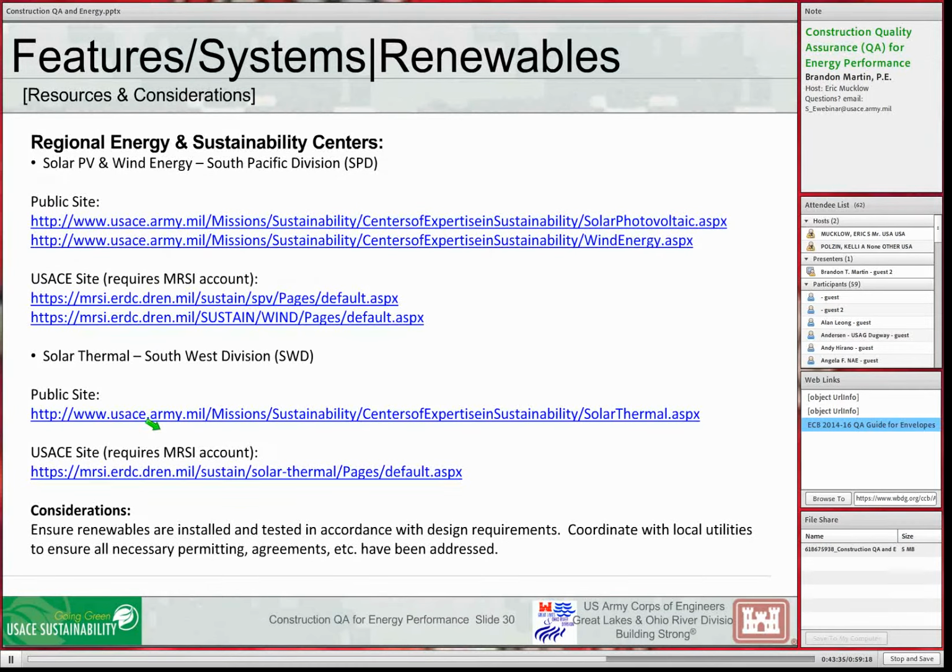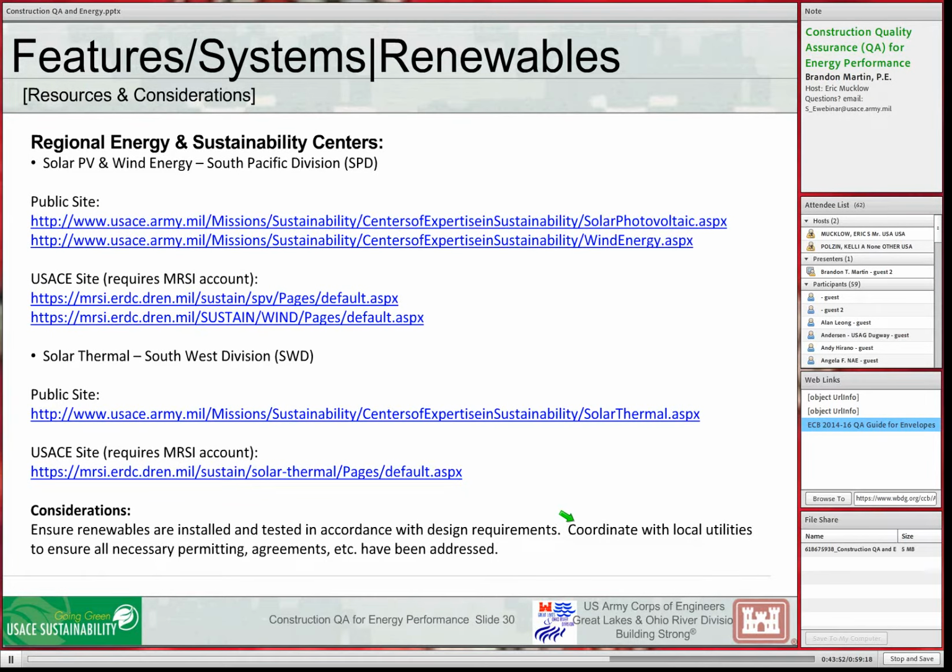Renewable energy systems, I don't have a lot to say about. Just make sure they're installed and tested in accordance with the design requirements or the manufacturer requirements. One key point is to note that you need to coordinate with the local utilities to ensure all necessary permitting agreements, etc., have been addressed.